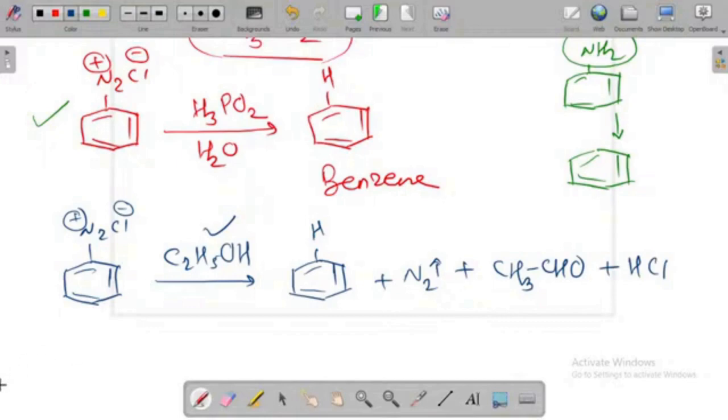Do you understand this? Also, if you try to write down the byproducts, I think I have not given them here. The byproducts are nitrogen, then here it is H3PO3, this is from the hypophosphorus acid, and then here it is HCl.